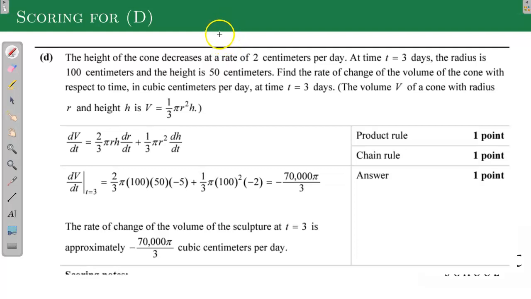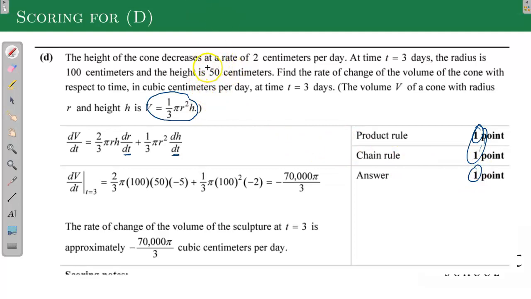This is another related rates problem. They're giving you that the height of the cone is decreasing at a certain rate, the radius is a certain amount, the height is a certain amount. They even give you the formula, so you just have to make sure you take the derivative correctly using the product rule. You get 1 point for the product rule. Why does it say chain rule? I'm guessing the chain rule is the dh/dt and dr/dt parts. Okay, so taking the derivative correctly basically gets you 2 points. Plugging in all the numbers that you were given up here will get you the second point.